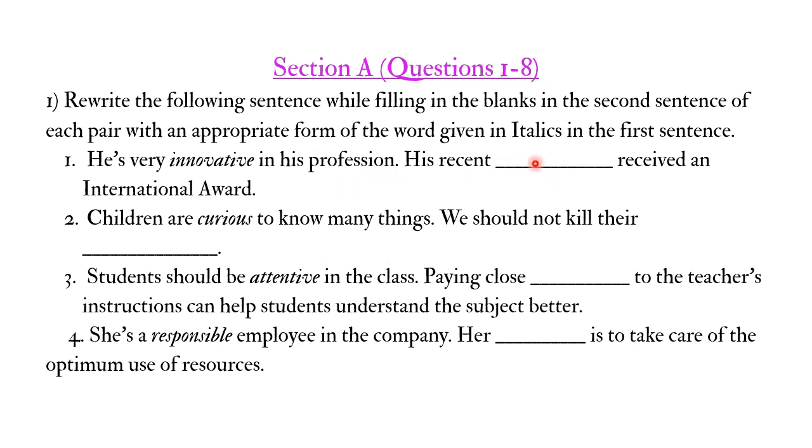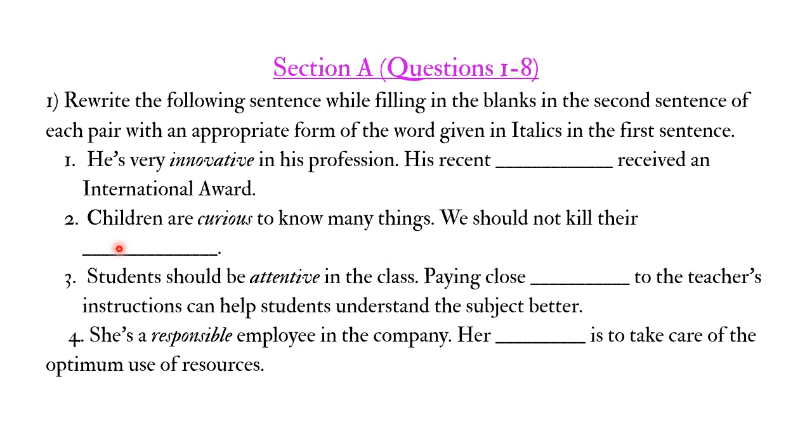The question is as follows. He is very innovative in his profession. His recent innovation received an international award. So here innovative is an adjective, and in the second sentence, innovation. Like that you have to change only the grammatical form of it. Here it is an adjective and here we require a noun.